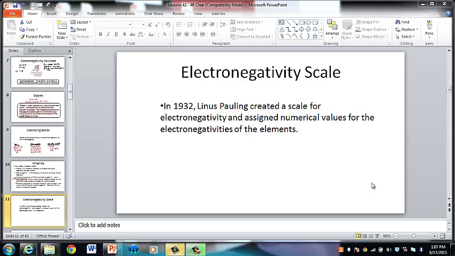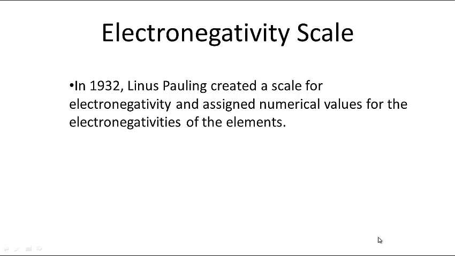Okay, so we talked last lesson about electronegativity. And now we're going to look at that scale. So really you've looked at electronegativity conceptually. You've maybe looked at a few numbers. This scale was created about 80-something years ago by Linus Pauling, a famous chemist. He assigned numerical values for the electronegativities of the elements.